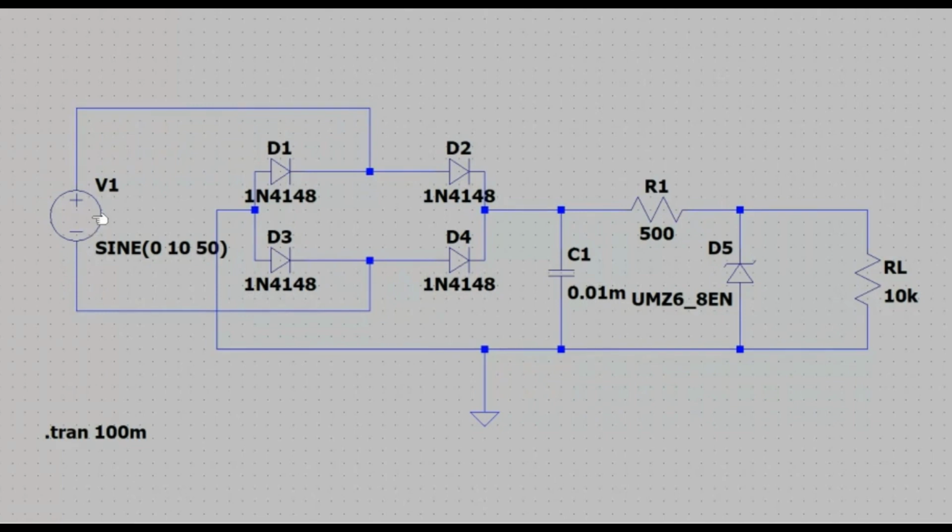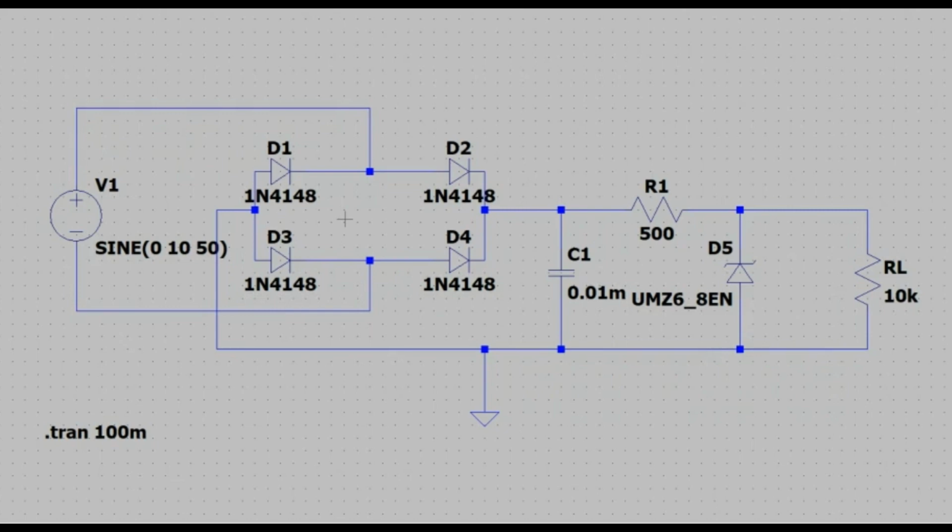Okay, first we have the AC voltage supply. Usually the next one should be a transformer, but we have set the AC voltage source at a suitable value, so we just use the same one and do not apply the transformer. Okay, so next we have the full wave rectifier.